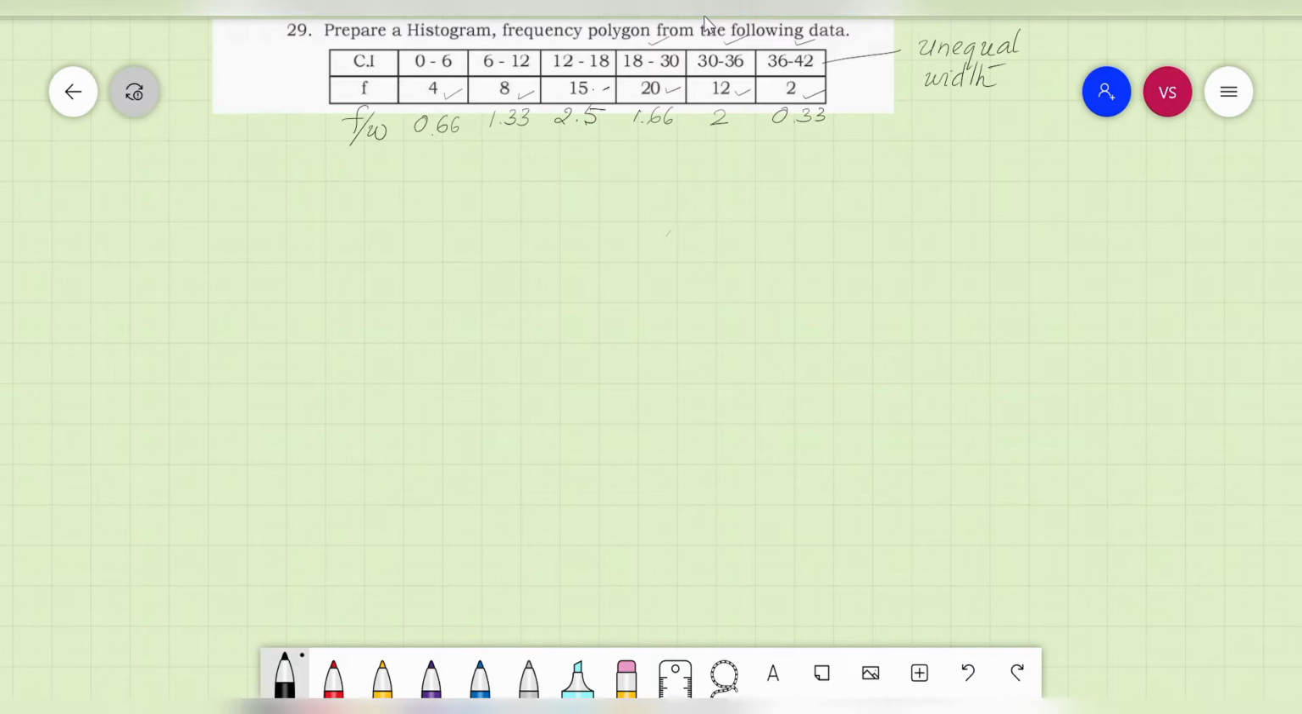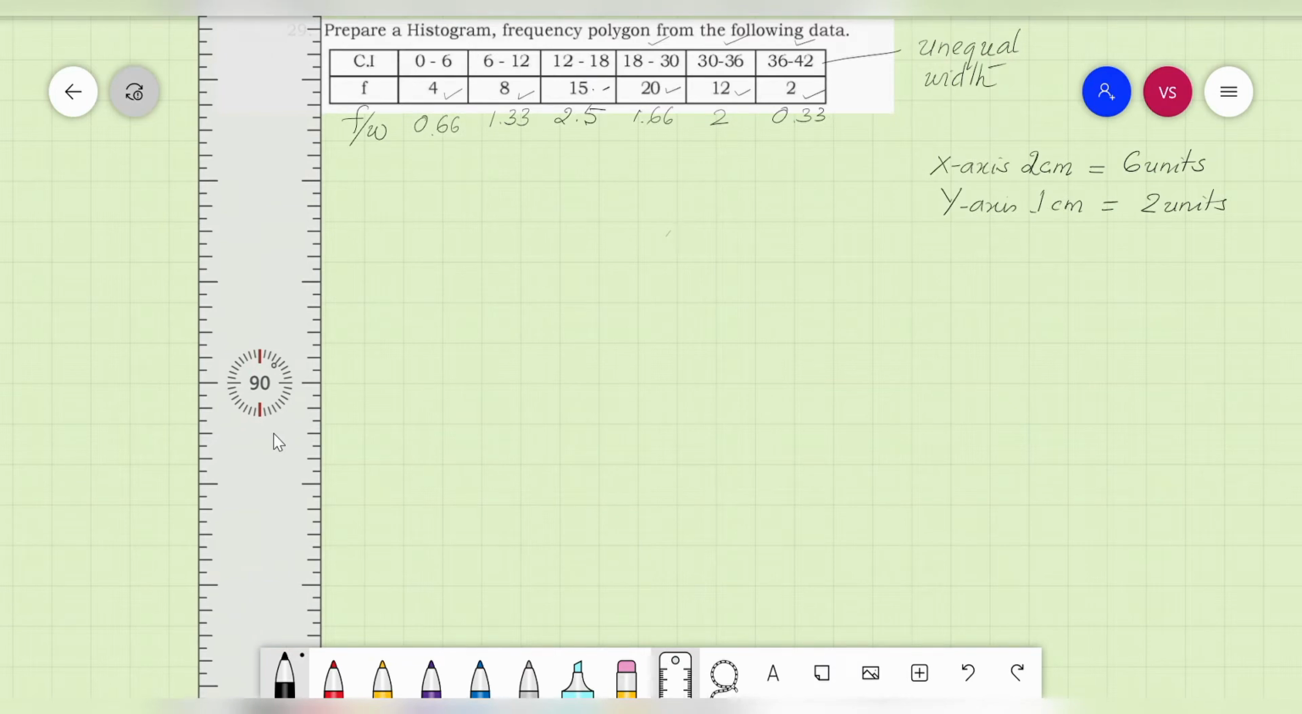So let's take the x-axis, students. Along the x-axis, I'll take 2 centimeters equal to 6 units. And along the y-axis, I will take 1 centimeter equal to 2 units. So 6 units of class intervals and 2 units of frequencies. Is that okay, students? Yes. So we'll start the scale drawing.